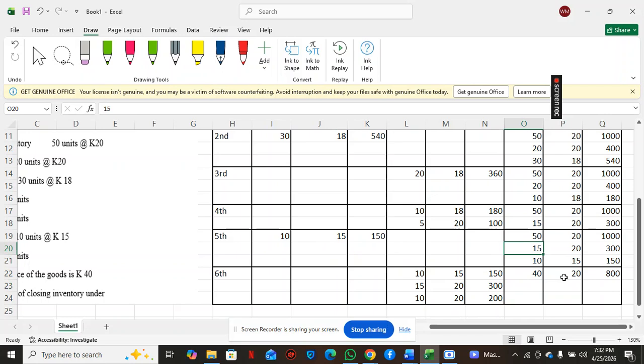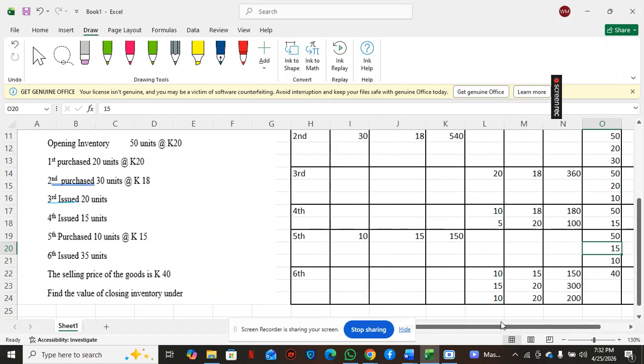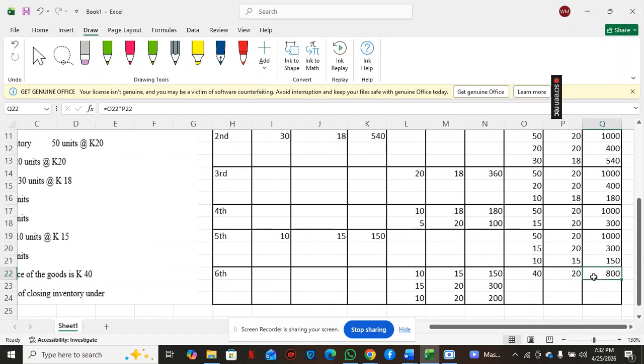Since that was the last transaction, the value of our closing inventory is this 800 kwacha here. Closing inventory is 800 kwacha. Any questions so far?